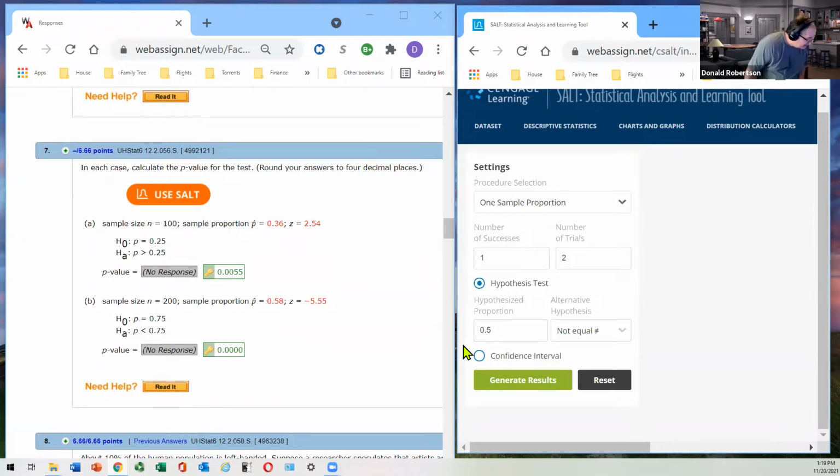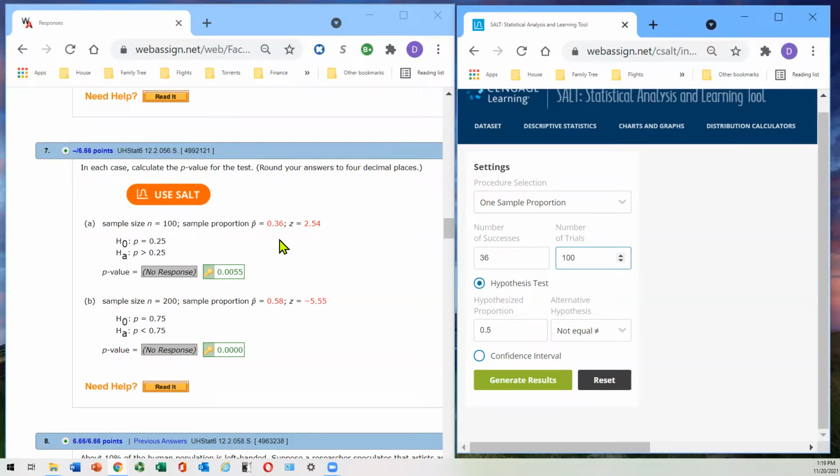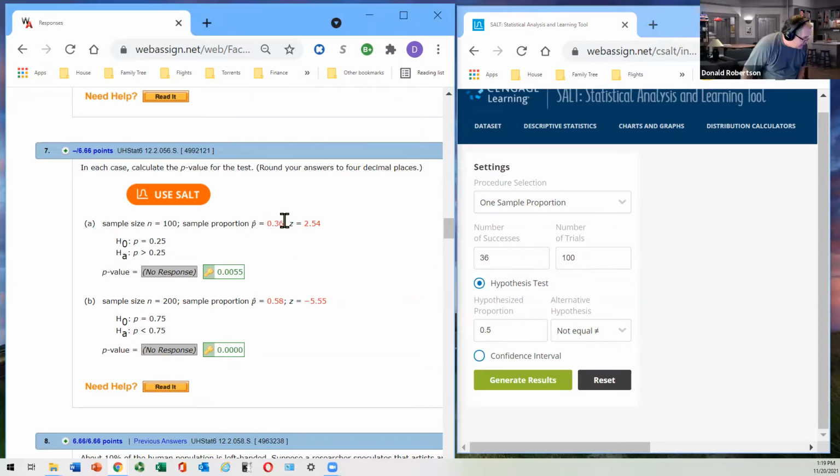Now, they're a bit nasty or sneaky, whatever you want to call it. The information that they gave me was that there was 100 people in the sample and 36% of them. If you find 36% of 100, that makes this 36 out of 100. Okay. So that p hat is 36 out of 100.